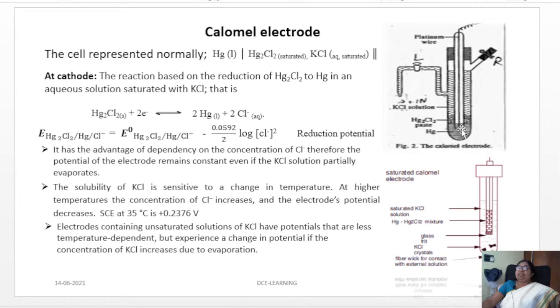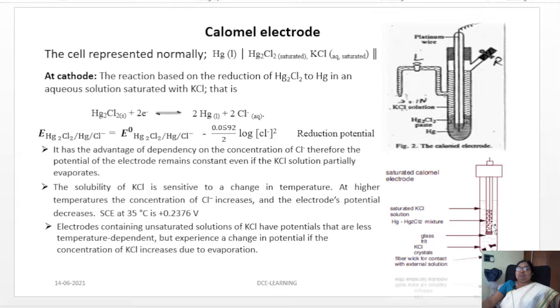It will act as a salt bridge to the solution in which the calomel is immersed. The stopper in the outer tube may be removed when additional saturated KCl is needed. Usually the cell is represented normally.